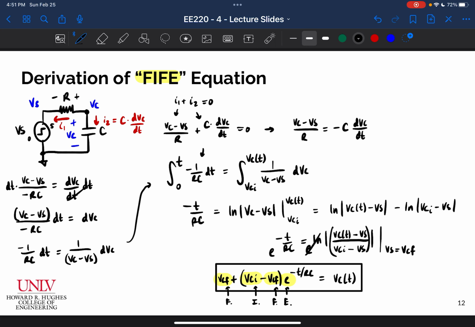Your job is going to be to utilize this equation to solve RC circuits and to derive the expression for capacitor voltage, current, and when we get to RL circuits, we're going to use it as well. Okay, so I'm going to stop this video right here.